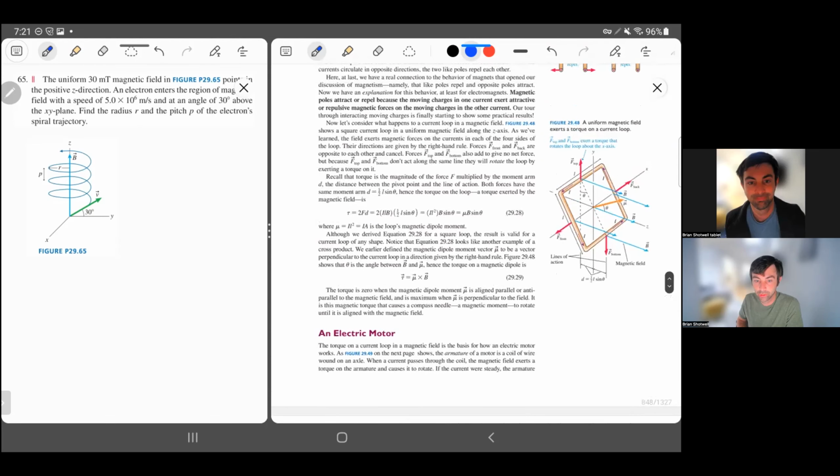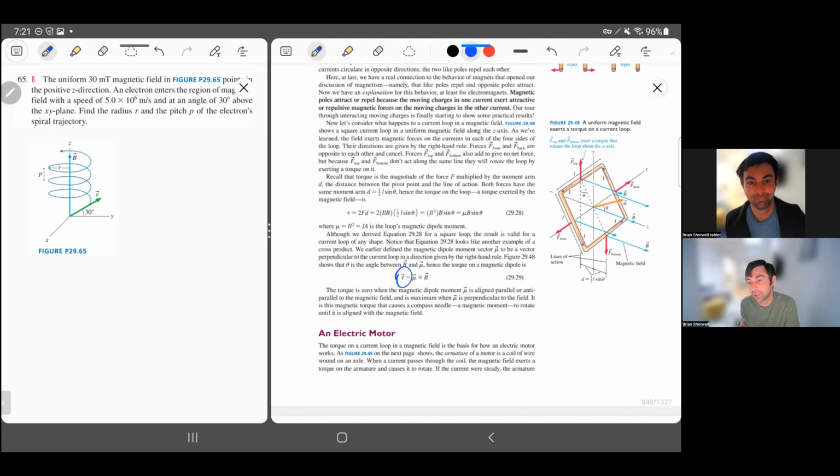Okay, the torque on a current loop. By the way, this discussion is going to be very similar to dipoles in an external electric field. Remember that the P vector, the electric dipole moment, wants to line up with E. We have the same thing here. The magnetic dipole moment mu vector wants to line up with B.